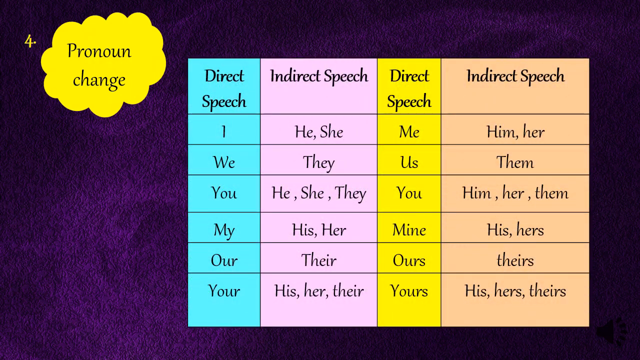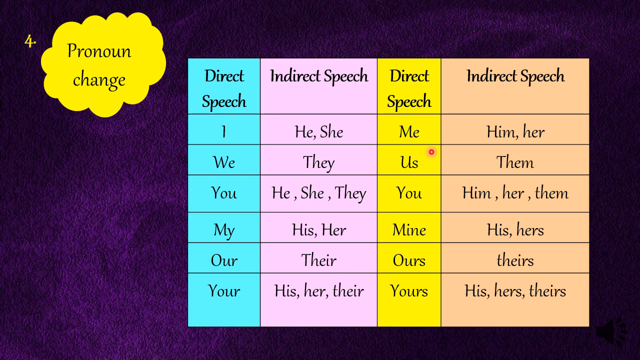Rule number 4, change in pronoun. Any sentence will definitely have one of these pronouns. So, in direct speech, if you have I, you change it to he or she. In indirect speech, we changes to they, you to he, she or they, my to his or her. Our changes to their. Your changes to his, her, or their.